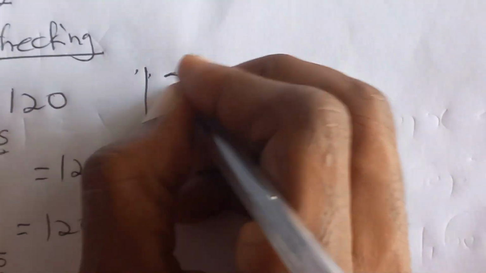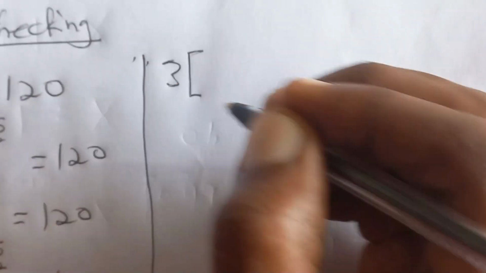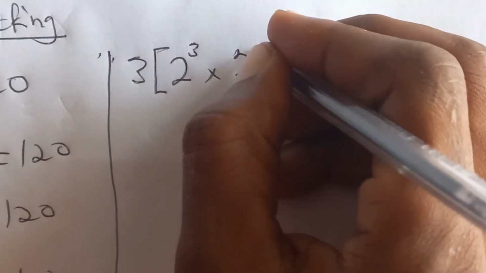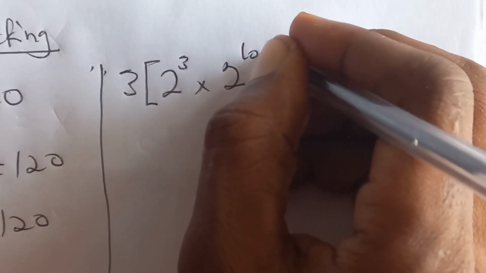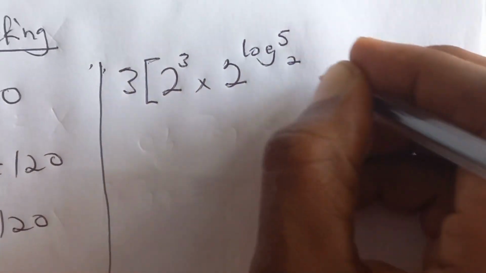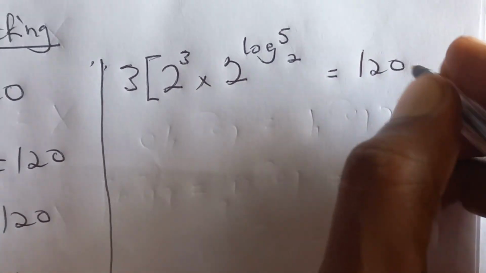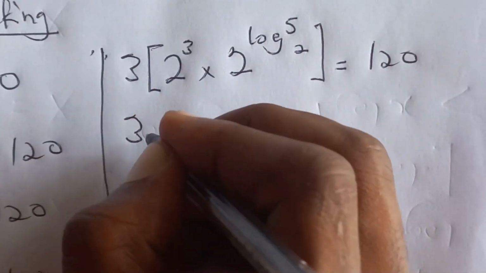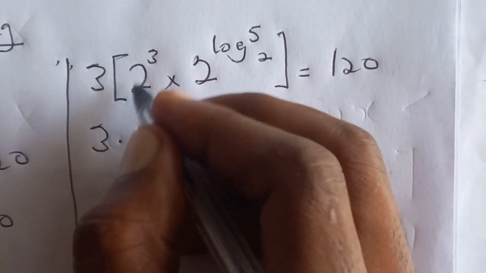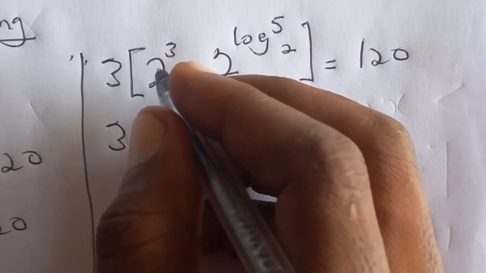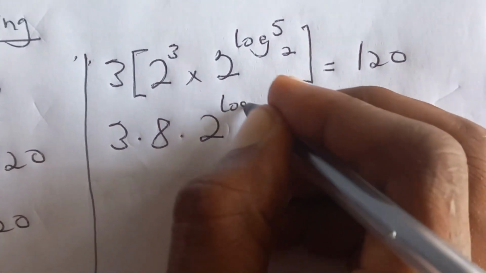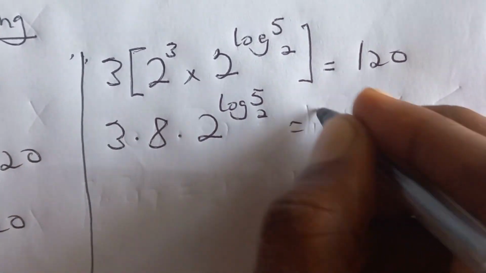So now we have 3 multiplying by 2 exponent 3 multiplied by 2 exponent log 5 base 2, which is equal to 120. Okay. And now we know that 2 power 3 is 8, multiplied by 2 to the power log 5 base 2, which is equal to 120.